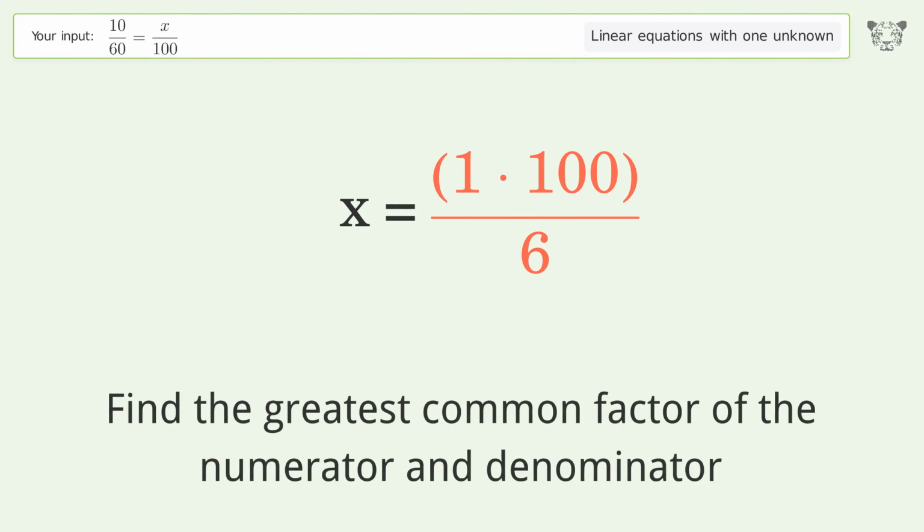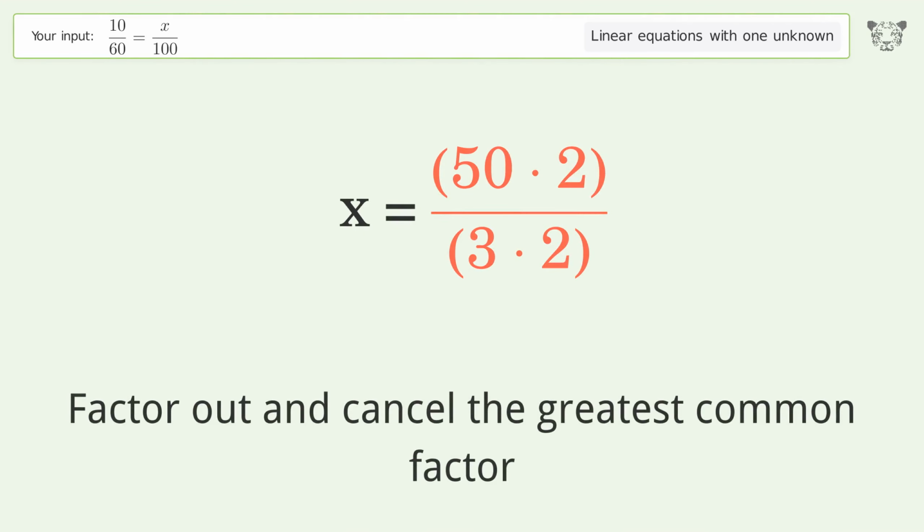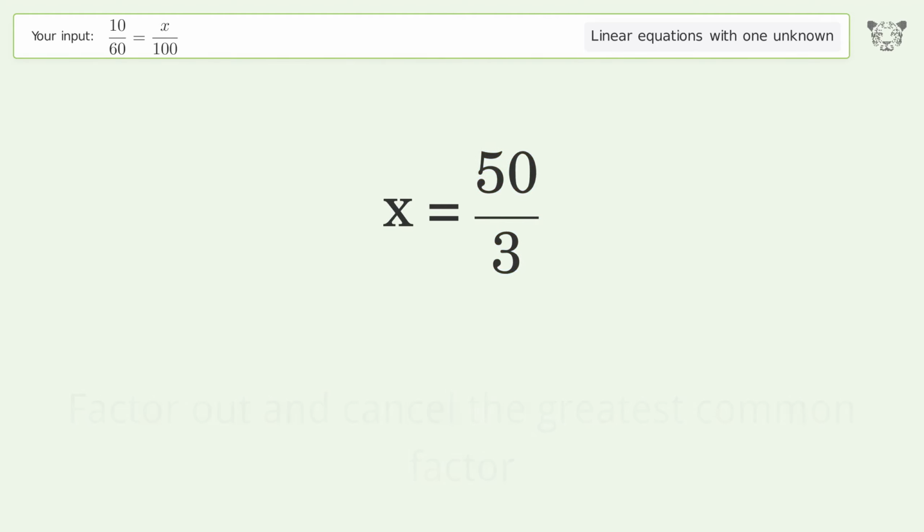Find the greatest common factor of the numerator and denominator. Factor out and cancel the greatest common factor. And so the final result is x equals 50 over 3.